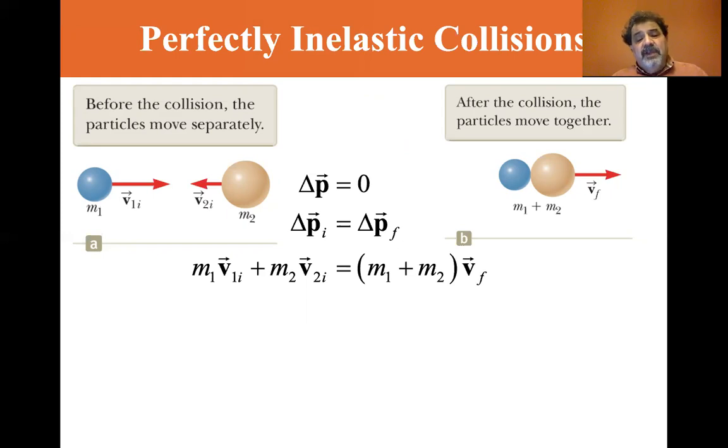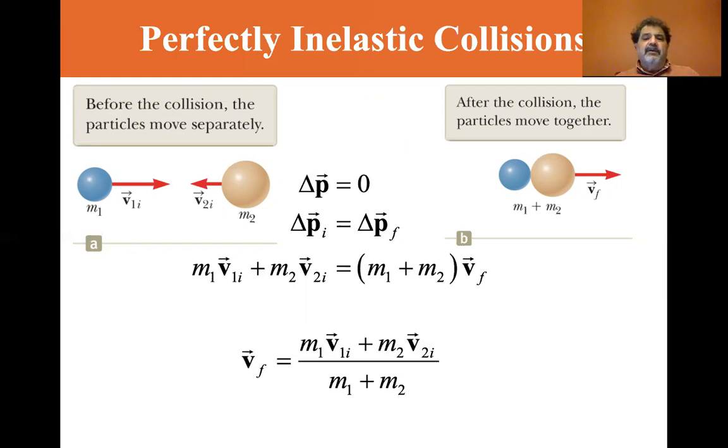That means M1V1 plus M2V2 equals the combined (M1 plus M2) times V final. There is not a V1 final and a V2 final since they're both sticking together; there's just one V final. That's a perfectly inelastic collision. You can find V final by dividing both sides by M1 plus M2, and you'll be able to find the final velocity.